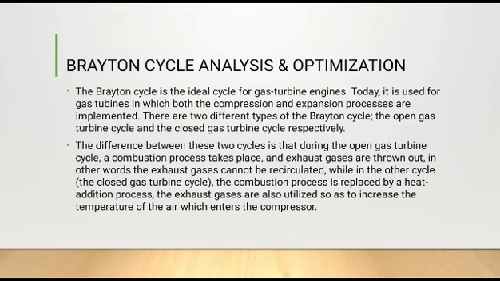The difference between these two cycles is that during the open gas turbine cycle, a combustion process takes place and exhaust gas is thrown out. In other words, the exhaust gas cannot be recirculated. While in the closed cycle, the combustion process is replaced by heat addition and the exhaust gas is also utilized so as to increase the temperature of air which enters the compressor.